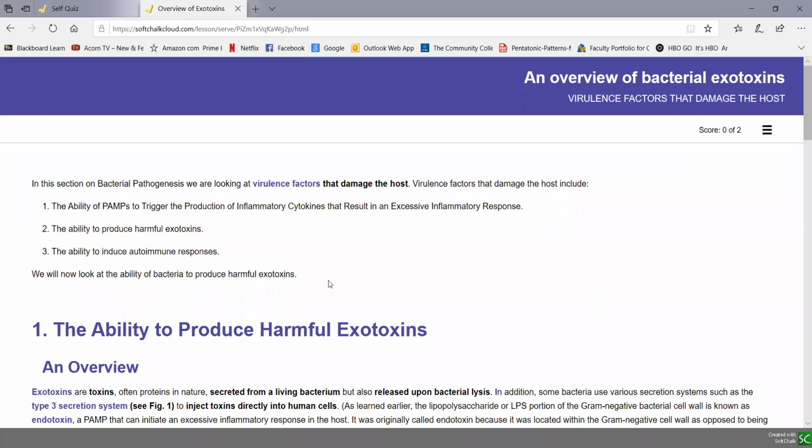We're currently looking at bacterial pathogenesis, and more specifically at virulence factors that damage the host. Now, remember in our last couple of SoftChalk lessons, we looked at the ability of PAMPs to trigger production of inflammatory cytokines that can result in an excessive inflammatory response, an overall mechanism that pretty much all microbes use.